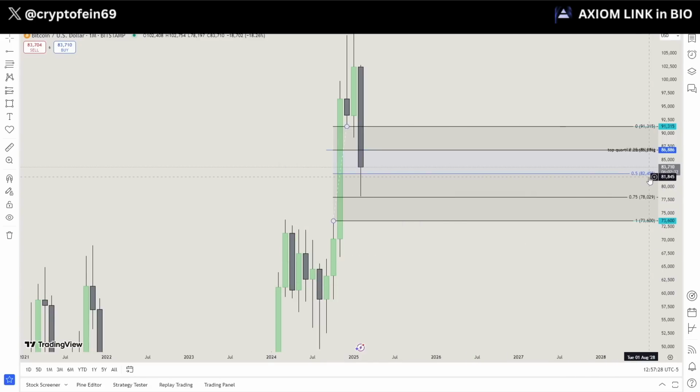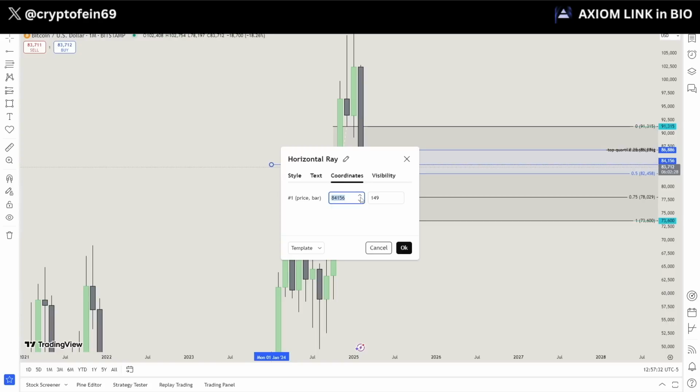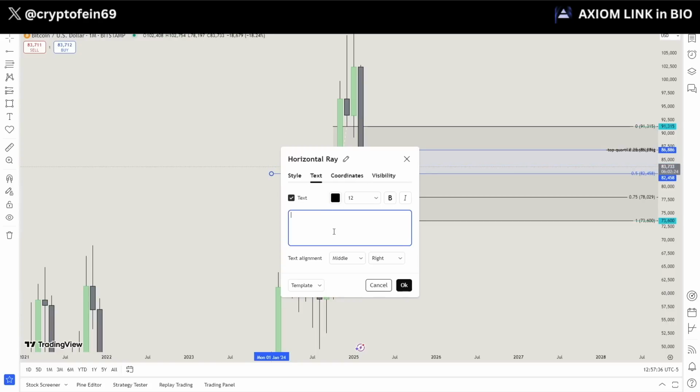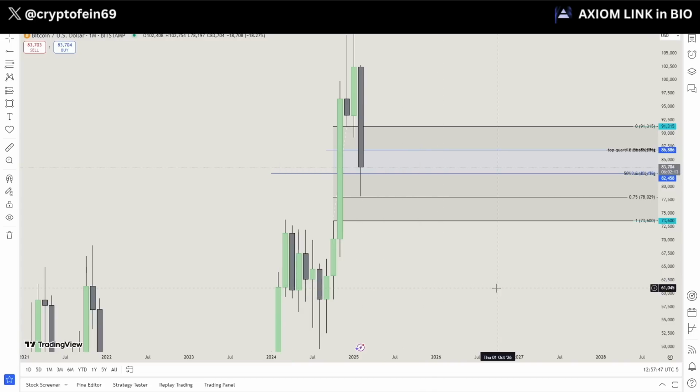Now we need a 50% mark at 82,458. All right. Now we have, I call it the consequent encroachment, which means the 50% mark, but you can just write 50%, right? Monthly fair value gap. That's all you got to do. Okay. And then we need the 75%, which is 78,029, and we could delete it.